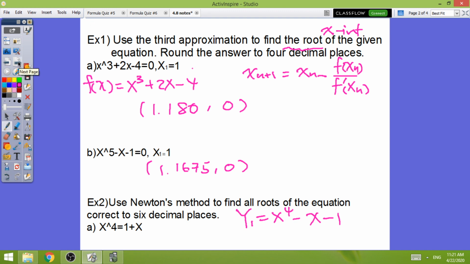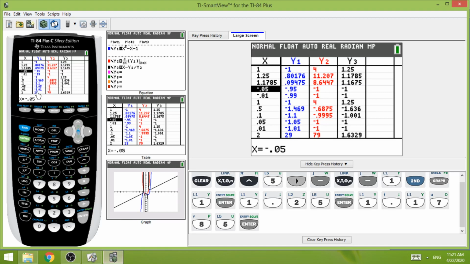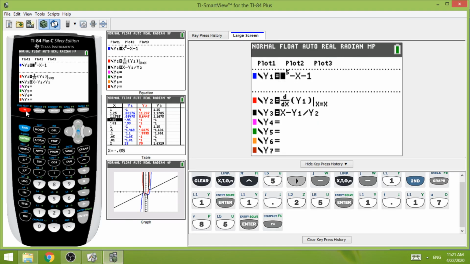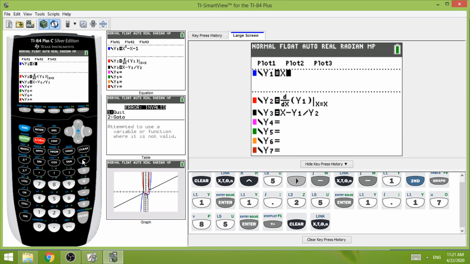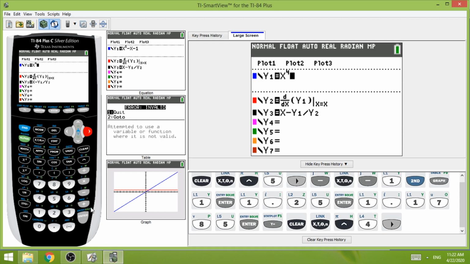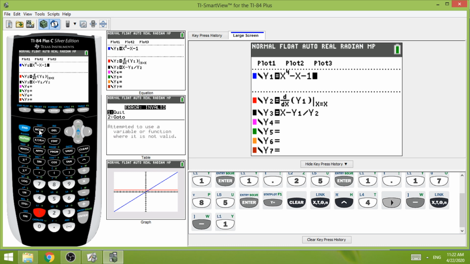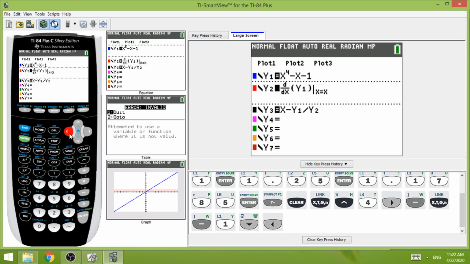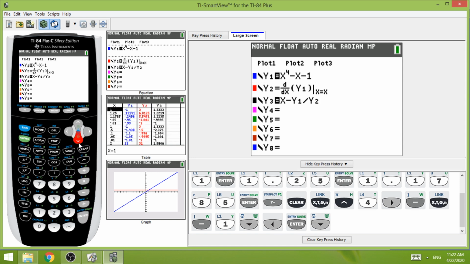Okay, so first thing that you want to do, put in the function. So we got x to the power of 4. Bring down the cursor. Minus x minus 1. Again, the rest of the function, we don't change that. But one thing that you can do right here, let's say that you want to take a look at the graph for y1 and see where the zeros are located.